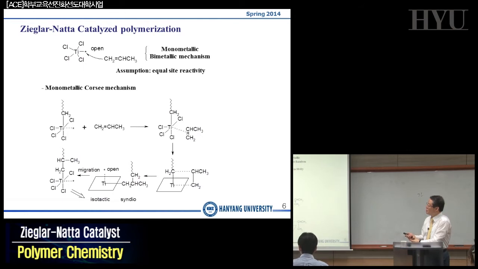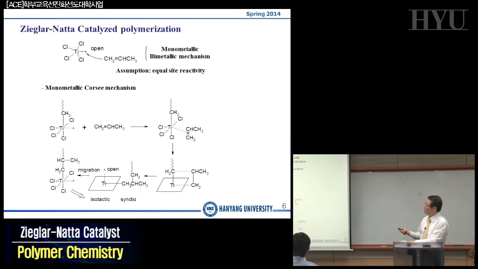Now, Ziegler used titanium tetrachloride as a catalyst. This titanium tetrachloride has a very different system from what we can think of with organic molecules. In other words, titanium tetrachloride may have one open position incorporating the vinyl group into the titanium system, and that's the assumption of what is called the monometallic mechanism.